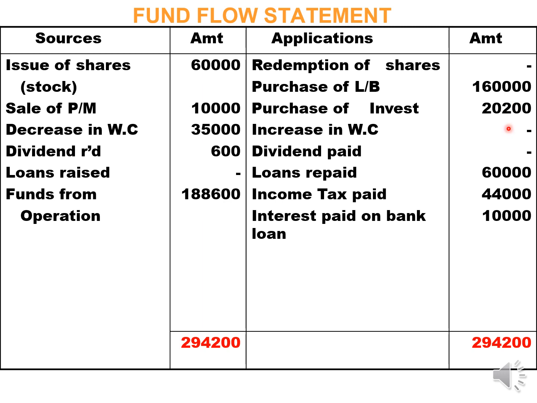We paid a payment of 20,200 towards purchase of investment. No increase in working capital, no dividends are paid. We paid long-term loan 60,000. We paid 44,000 income tax, and interest on bank loan was paid 10,000. So you get total fund flow statement 2,94,200.